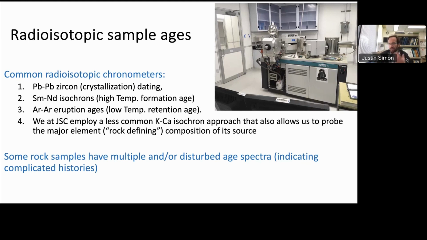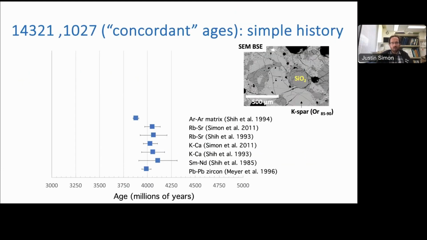So that's coming up. Some samples have, as Lars Borg talked about previously a couple of weeks ago, different ages or disturbed ages, indicating complicated history, and some don't. So this is an example of one of the samples that we've worked on. We've provided some of the ages, but many other people have looked at the age. And so you can see, relatively speaking, this is a well-constrained formation.